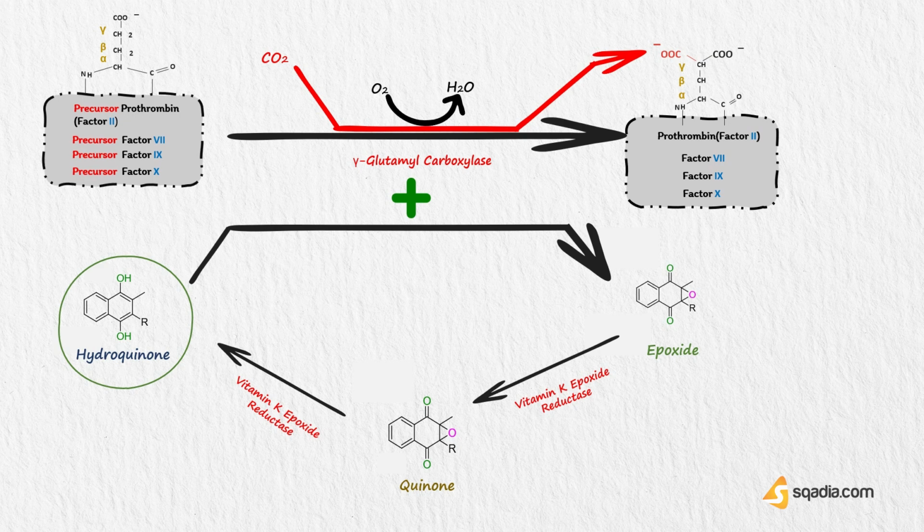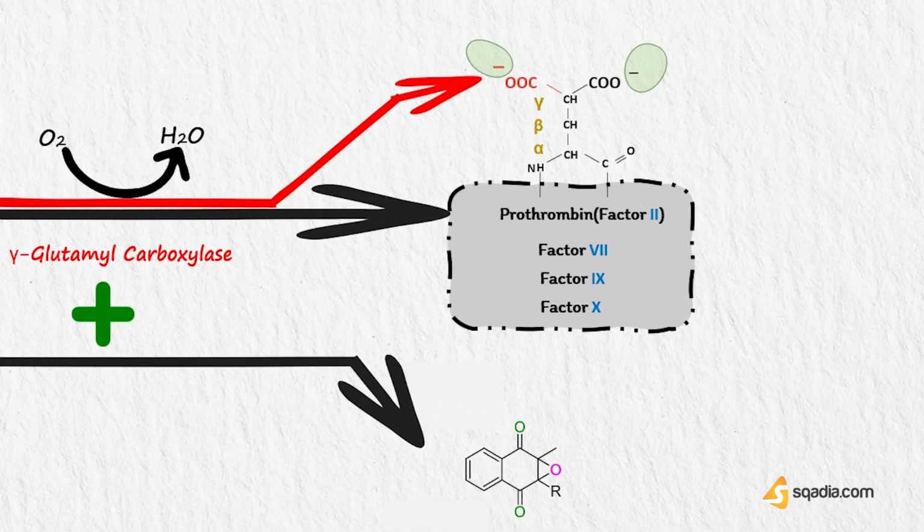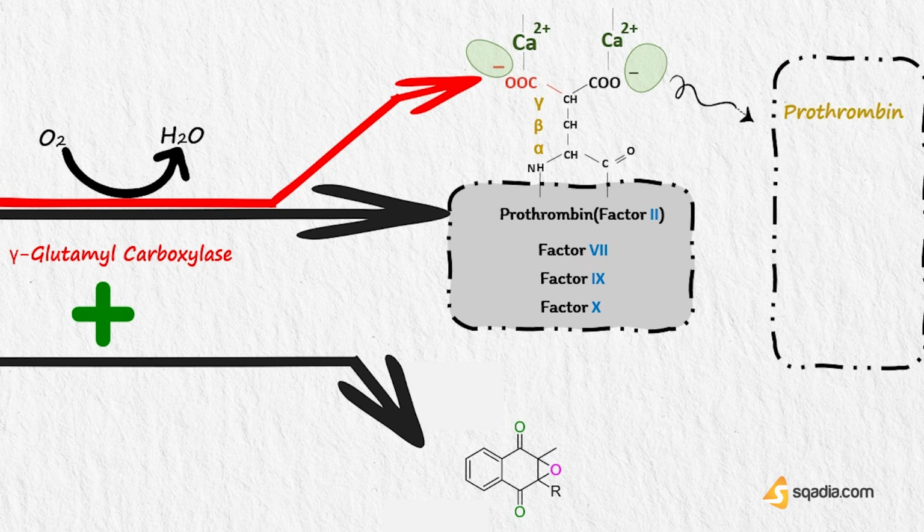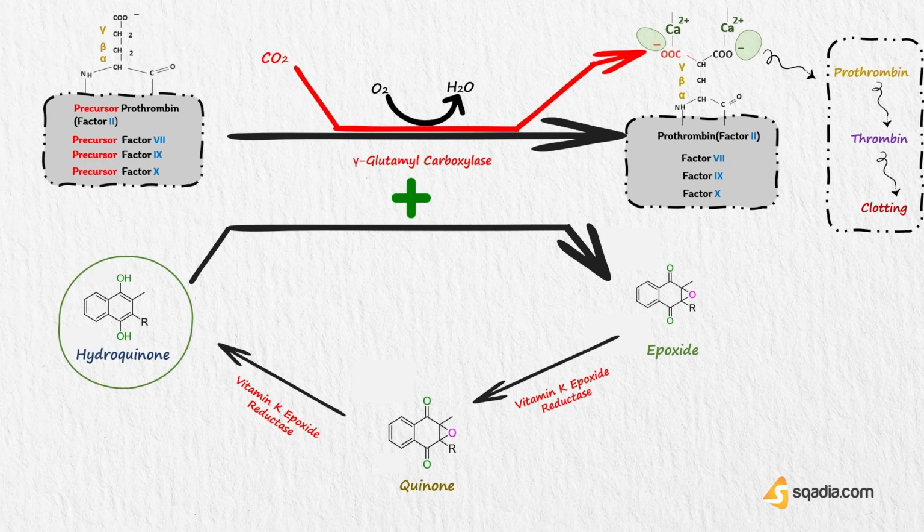Let's understand the impact of carboxylation of precursors. Due to this carboxylation, more negativity will develop, and as calcium has a positive charge, due to the attraction of negative and positive charge, calcium will attach to prothrombin, and prothrombin is converted to thrombin, thus clotting takes place. This blood clotting is one of the biochemical functions of vitamin K.